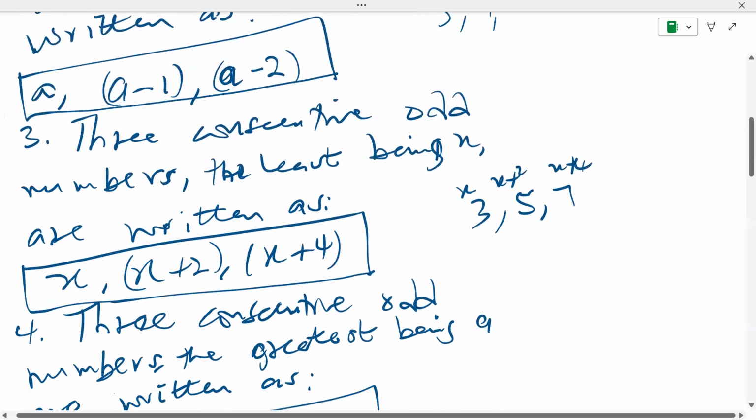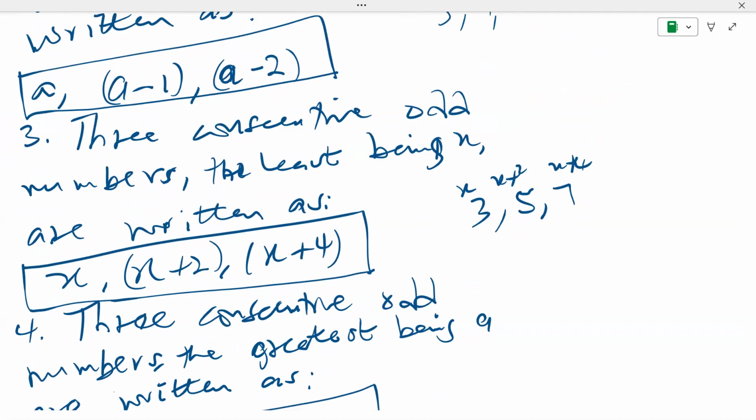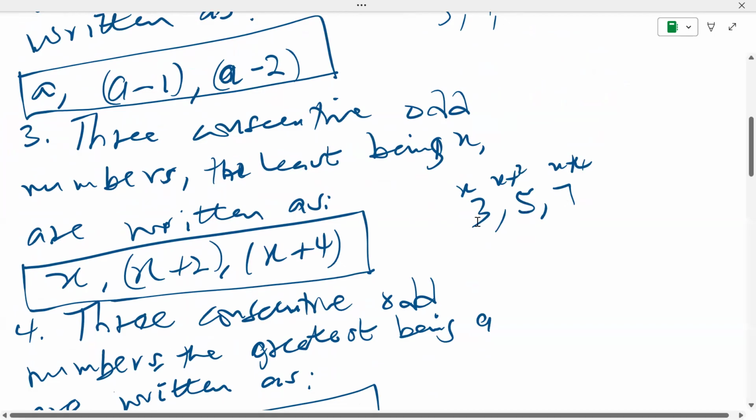Let's look at the third thing that we need to note. 3 consecutive odd numbers, the least being X. Here, let's start with numbers. We are talking of odd numbers, so we pick 3. Then the next one is 5, because we are starting with the least. So 3, 5, and 7 are odd numbers. Now let's call the first number X. So 3 is X. Then we added 2 to X, so let's call it X plus 2. Then we added 4 to X, and we got 7. So this is the general situation.